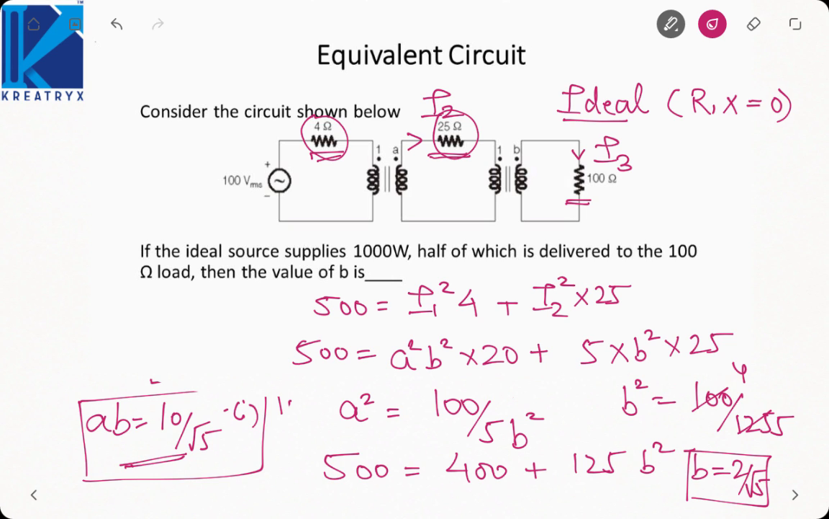The other method to solve a similar kind of problem is referring the entire circuit again to primary and then solving it. After that, you can apply the maximum power transfer theorem, because we know in maximum power transfer half of the supply power is transferred to the load, which is the case here. So here you can also apply the maximum power transfer theorem.